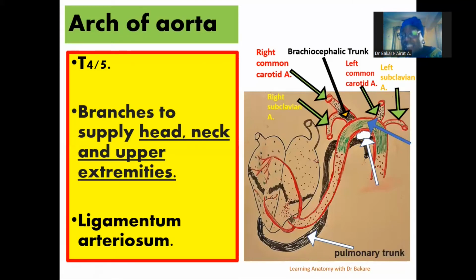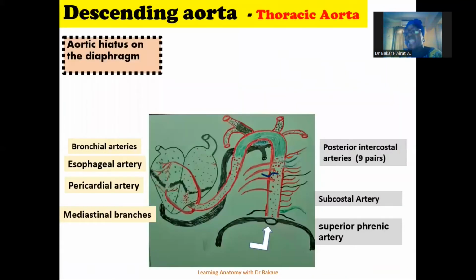After the arch, the next region is the descending aorta. And as the name implies, we already said that, of course, it descends down through the body. And as it descends down, it gives off a number of branches. So let's try and dive into this to see how this unfolds.